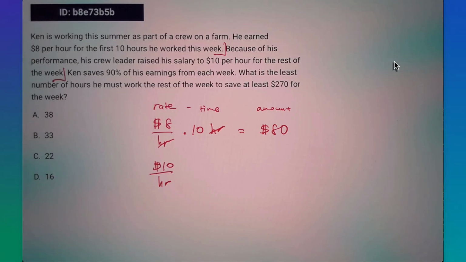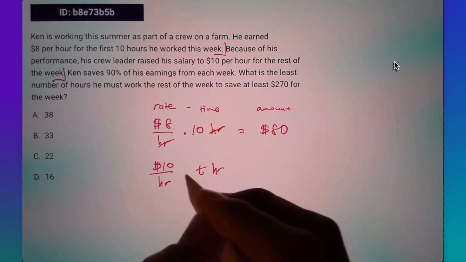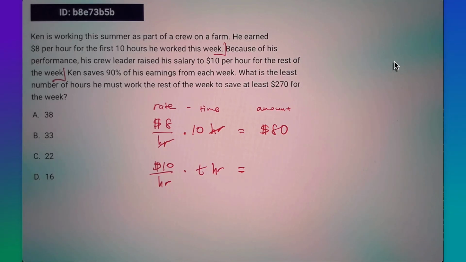So what's the least number of hours he must work the rest of the week, which I'm gonna say t hours, to save at least $270 for the week. So he must be saving for something like, I don't know, a tablet or used cell phone for $270. Whatever his goal is, we need to find his gross revenue and multiply that by 90% and set the inequality: 270 equal to 270 or higher. Okay, so that's our game plan.